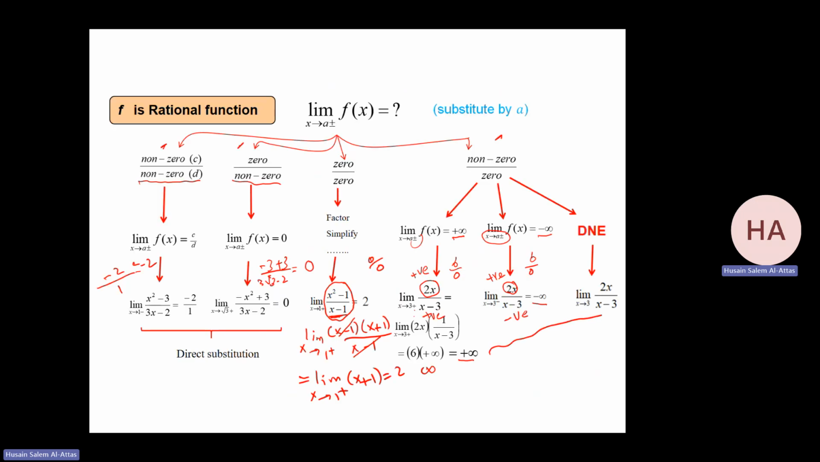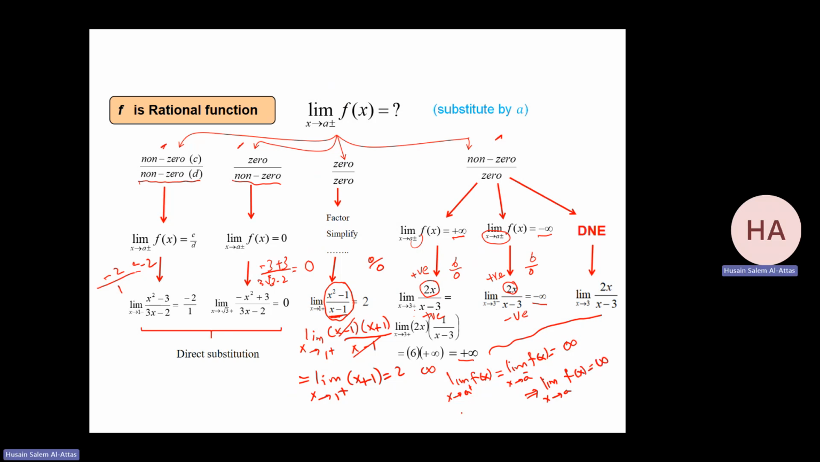I have 4 cases. Now, if the limit as x goes to a from the right of the function equals the limit as x goes to a from the left, and they are, let me say, only plus infinity, they are infinity. That means the limit as x goes to a of f of x equals infinity.